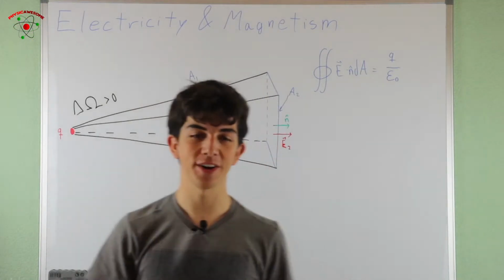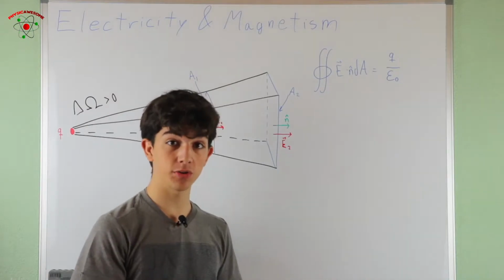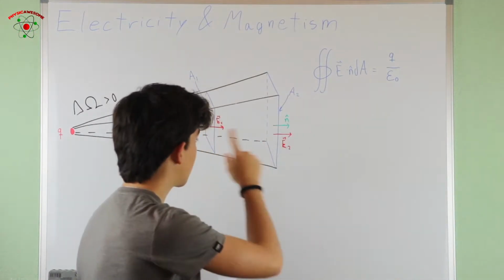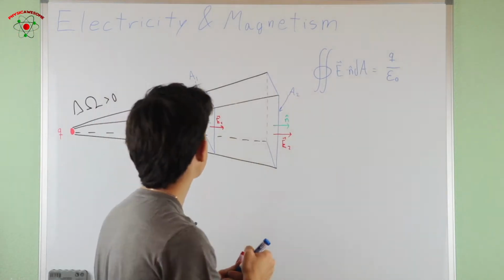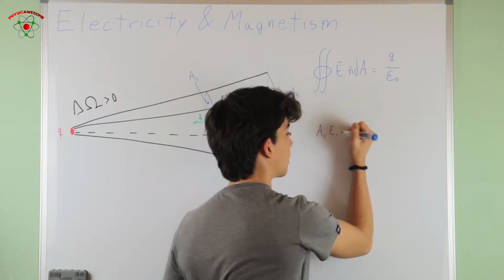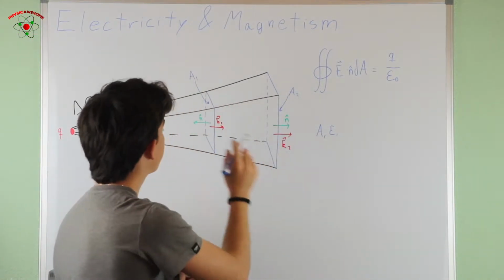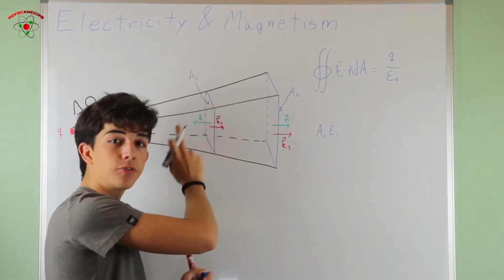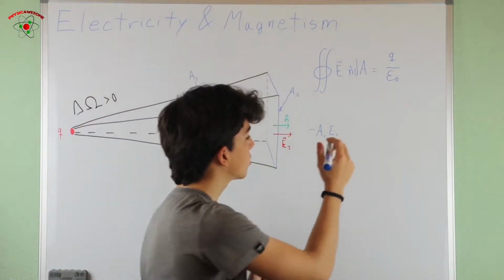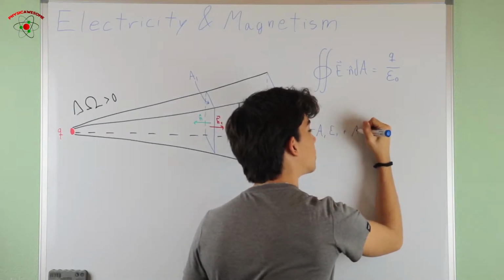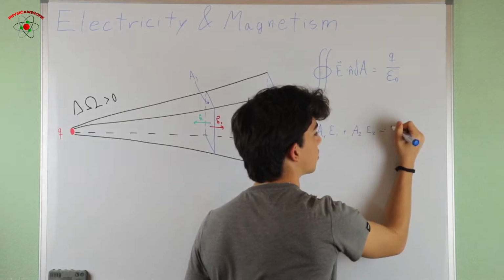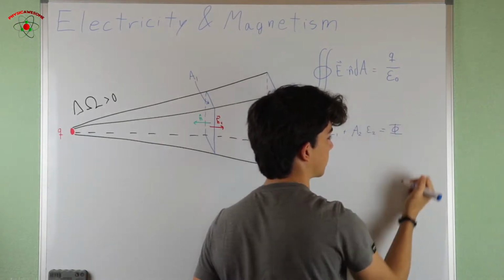Now that we know this, we can easily find what the flux is. We first have this contribution that is going to be A1 times E1, but it's going to be negative because it's pointing in the opposite direction than the n hat vector. And we're going to have a positive contribution over here of A2 times E2. And this is going to be equal to our flux.